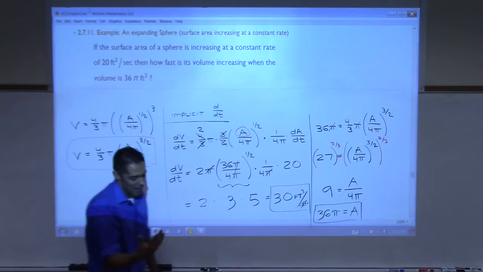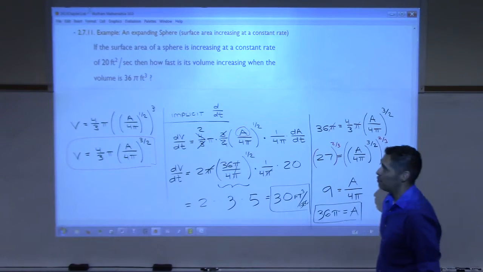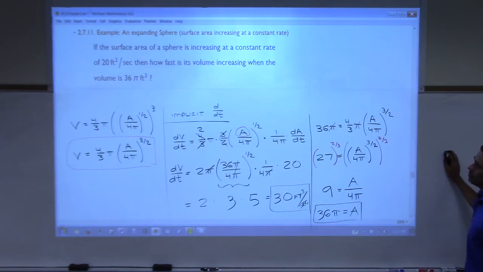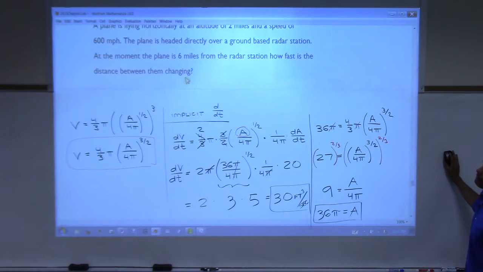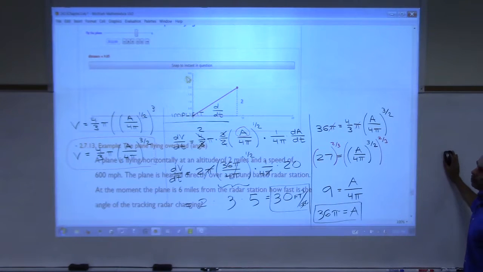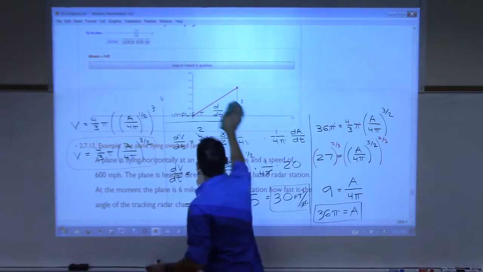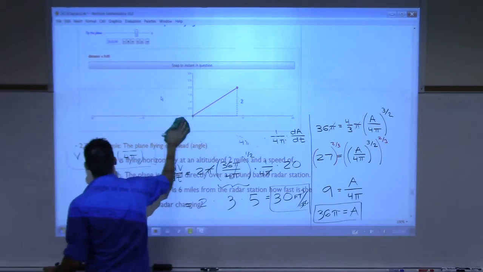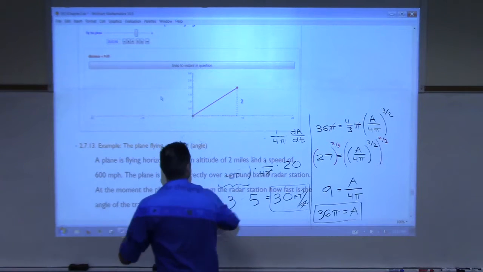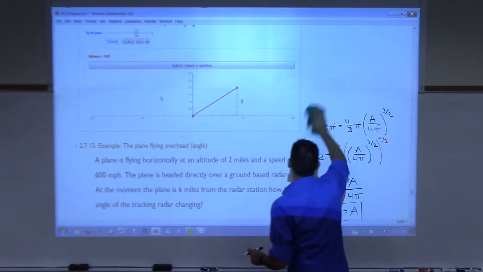All right, and I think you'll see what I mean by the variety of questions when I get to this next one. This is the plane flying overhead problem. And this will probably be the last one we do. Well, we might do one more, let's see. Just depends on how fast we go with this.